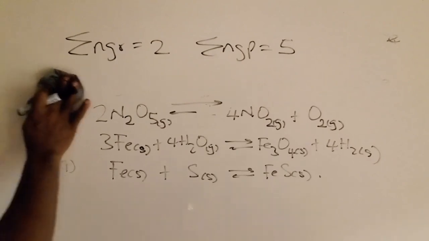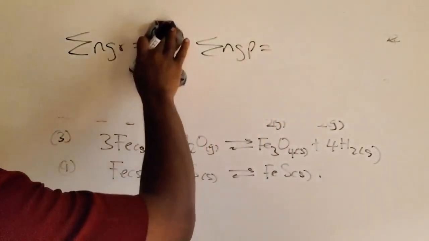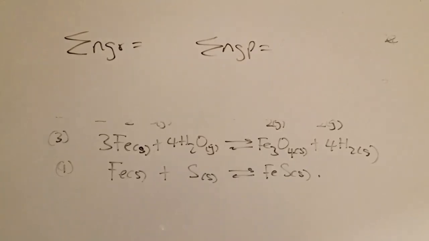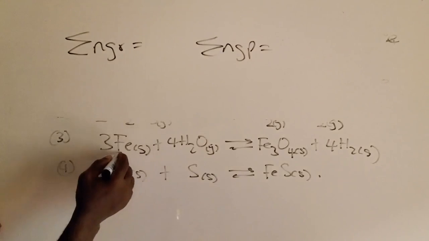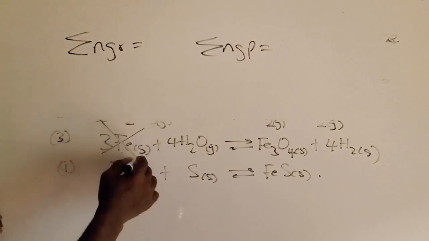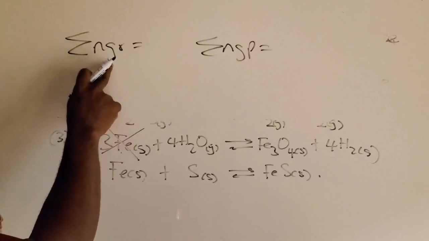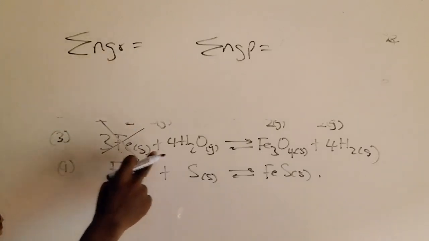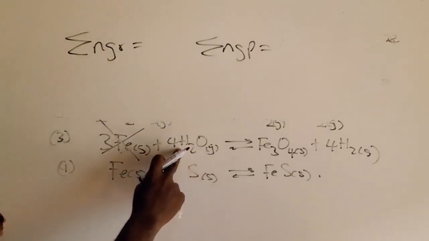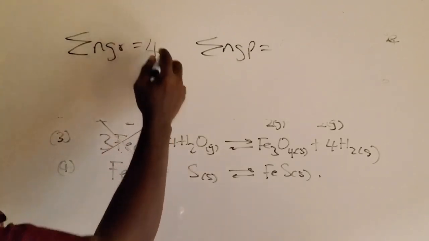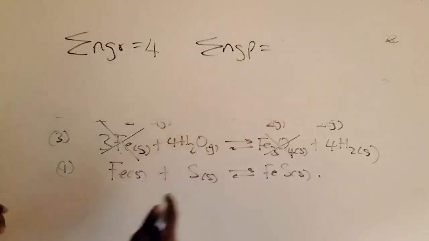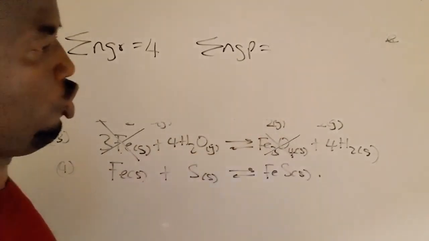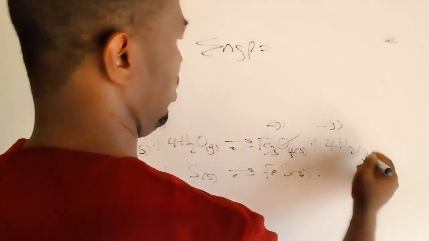For number 3, remember that this is a solid. In pressure, we are concerned with gases. So this is a solid, we don't take it. This is the number of moles of gaseous reactants. So this is not a gas. This is a gas, steam, 4. Then here, this is a solid, S, ignored. And this is a gas, G, hydrogen gas, 4.